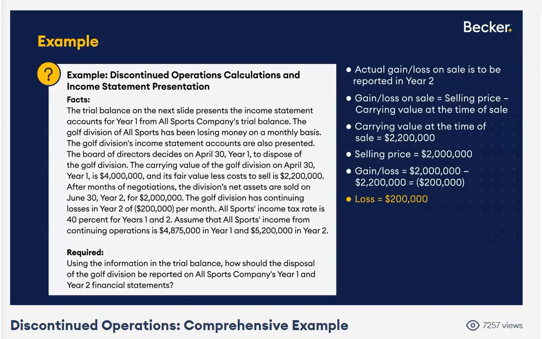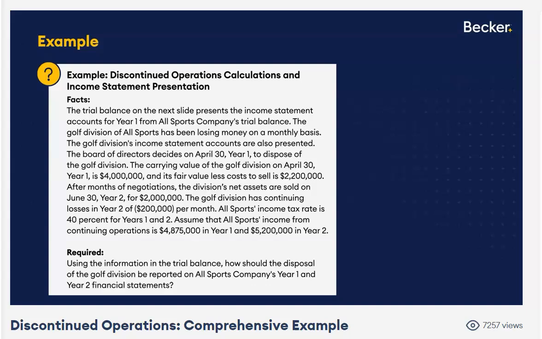Now that's going to be reported when? In year 2. The loss on sale will be reported in year 2, and that's going to be reported net of tax. Now look, in year 2, not only do you have that loss on sale, but from January 1 to June 30th, you still had that business. So you're going to have to report your profit or loss on operations from January 1 to June 30th, the date of sale. And in year 2, that actual gain or loss on operations would be reported under the heading discontinued operations.